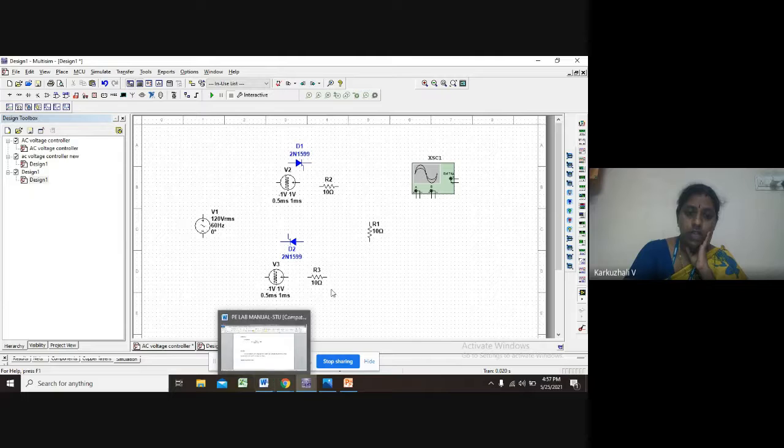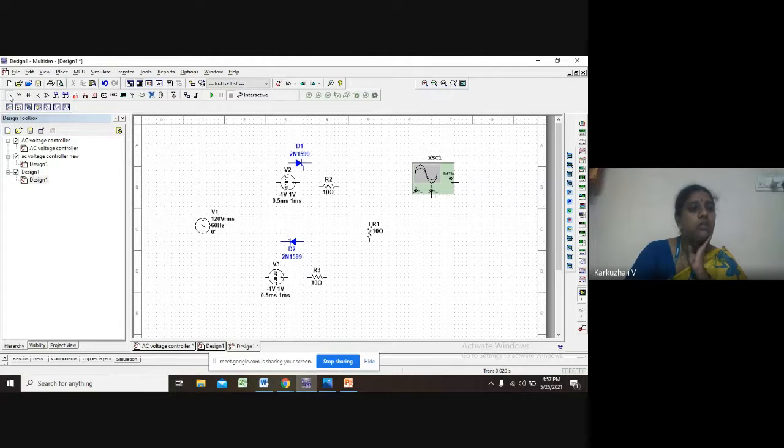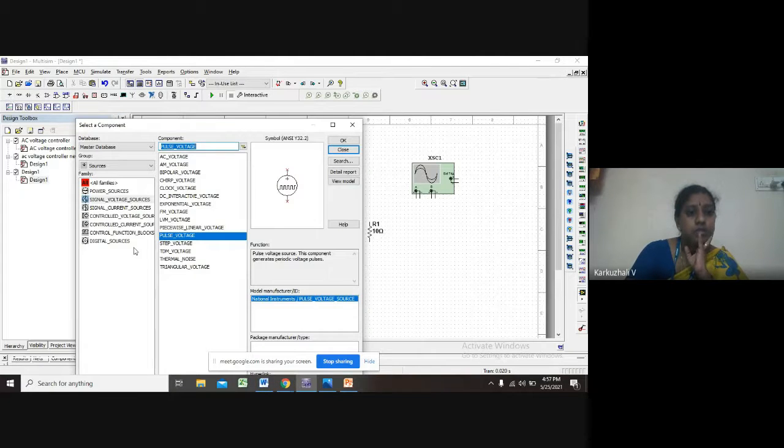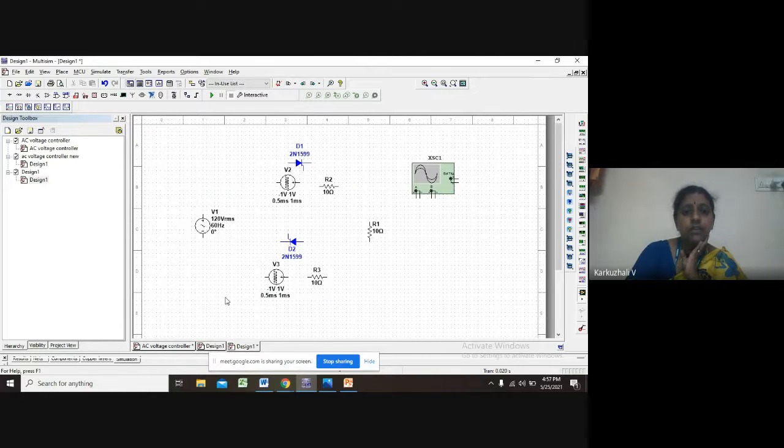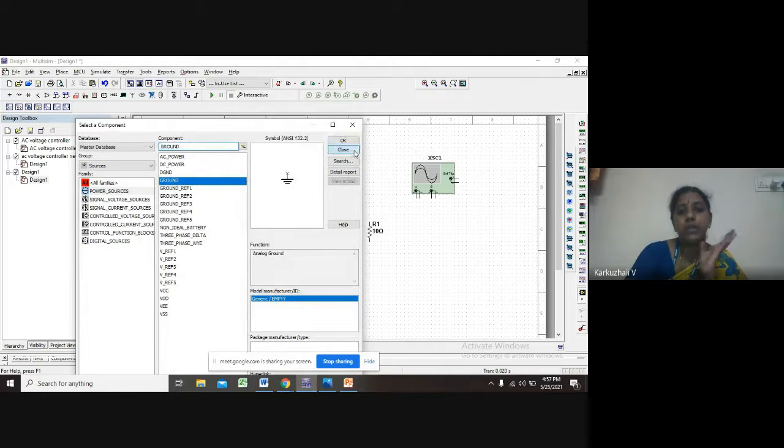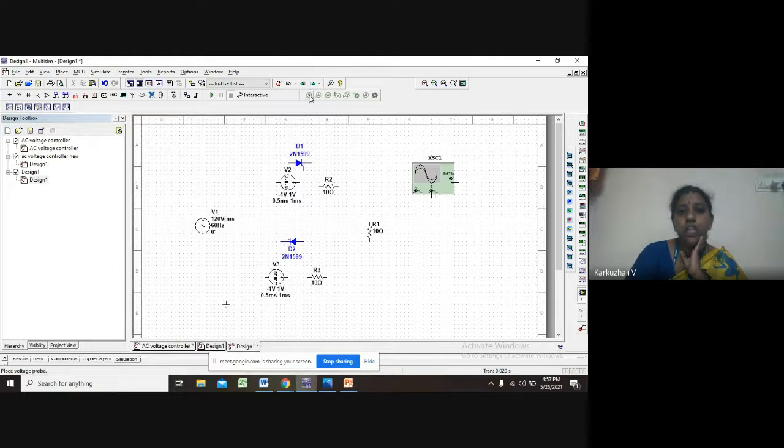Now connect all, and you require ground. So ground is also available in the place sources. So go to the place sources, power sources, you can see the ground here. So you take the ground and place it here. Okay. Now all this has to be connected. You can close the circuit, and voltage probe is available here. See, this is the voltage probe in the top bar. You can place all this.